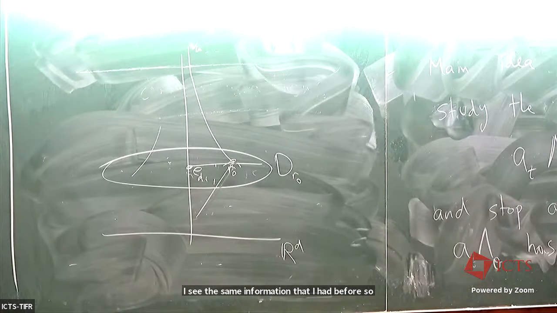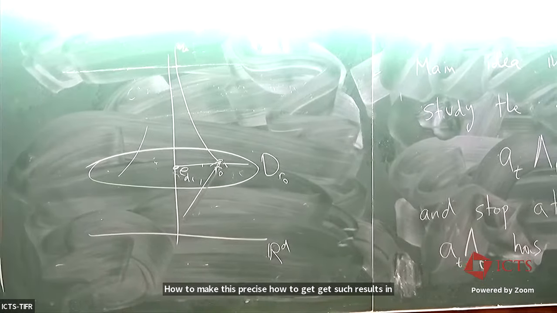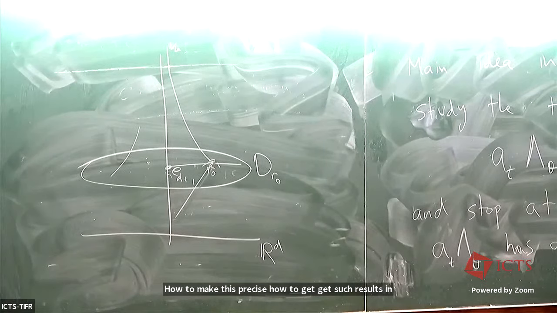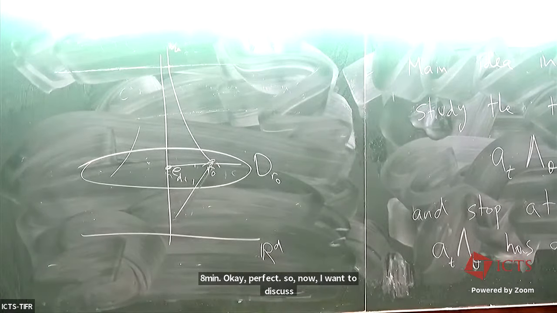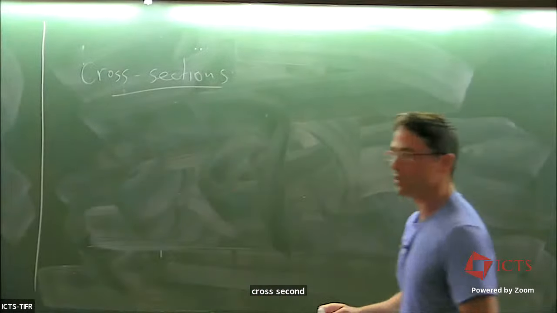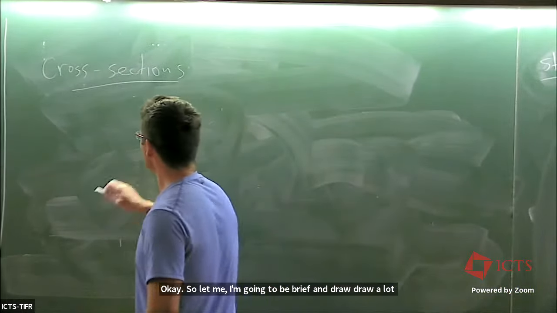Now, how to make this precise, how to get such results in a precise way. So how long do I have? 8 minutes. Okay, perfect. So now I want to discuss the cross sections. I'm going to be brief and draw a lot and write less. So what is this concept of cross section?